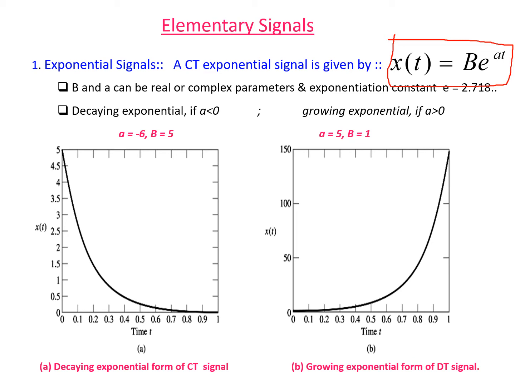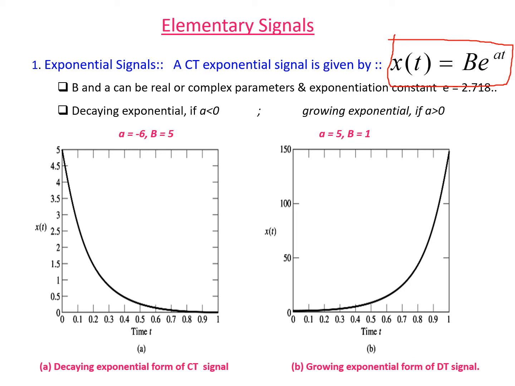So the value of the signal is decreasing continuously as t progresses. This represents a falling exponential, that is b into e to the power of at, where a is negative, that is a is less than 0. Suppose if a is positive, that is a is greater than 0, the same graph becomes a rising exponential, as it is seen in this second figure.